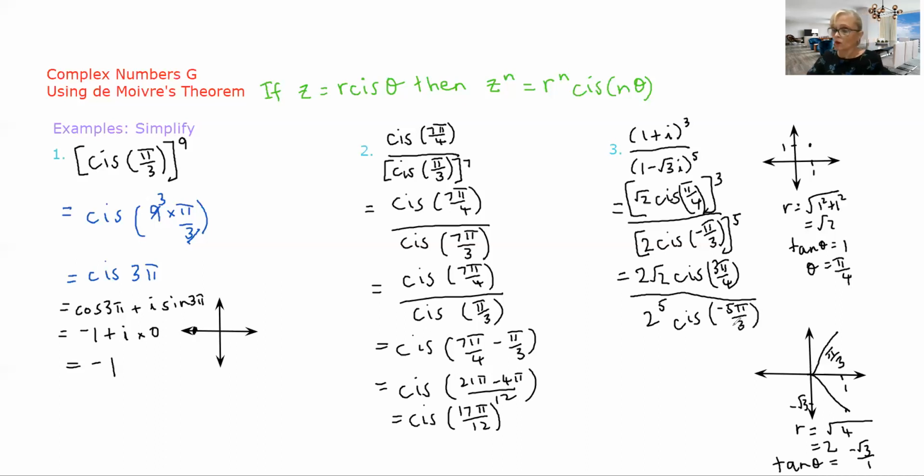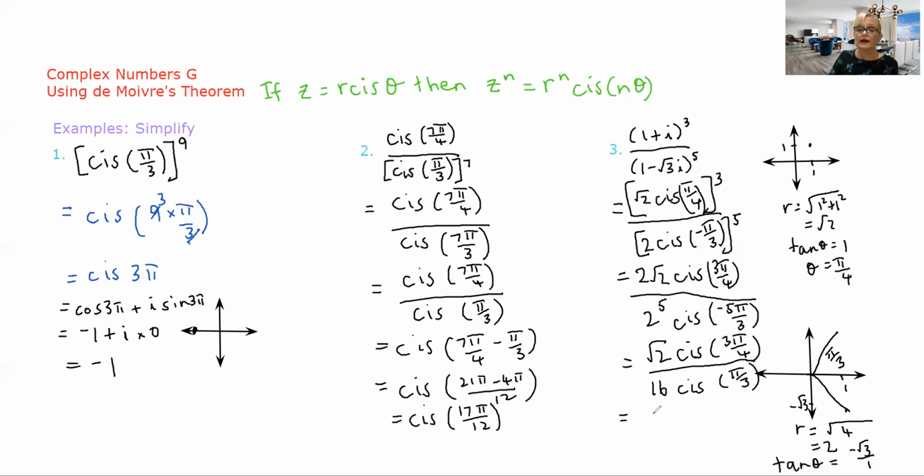Now, what are we going to get? Well, negative 5 pi on 3 is in fact, if we think about it, the same as pi on 3. Does everybody get that? Because 6 pi on 3 is 2 pi. So if you've gone back by negative 5 pi on 3, you're actually at pi on 3. And one of these 2's will cancel. So we've got root 2 cis of 3 pi on 4 over 16 cis of pi on 3.